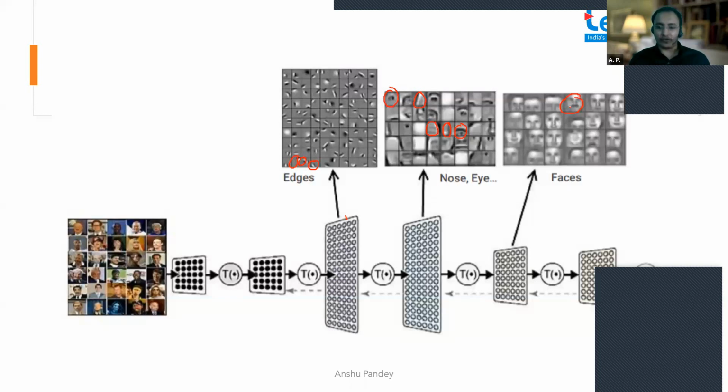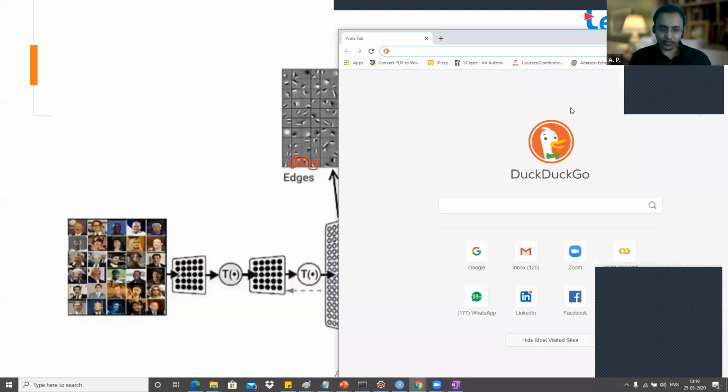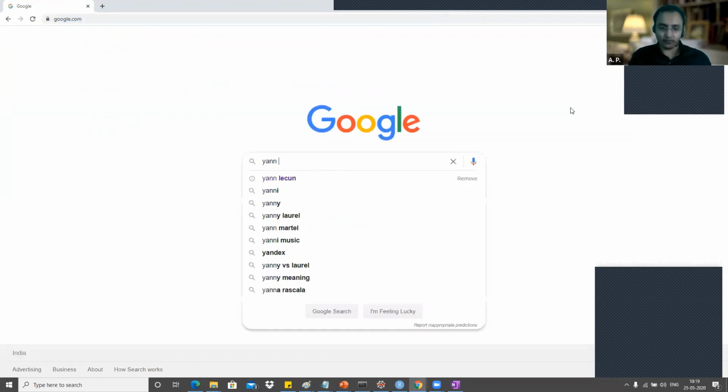If you want to read more about output volume, or how the convolution part is calculated, I would strongly encourage you all to read the very first research paper published by Yann LeCun. The person who developed this is Yann LeCun, and he published the very first paper on convolutional neural networks back in 1998.